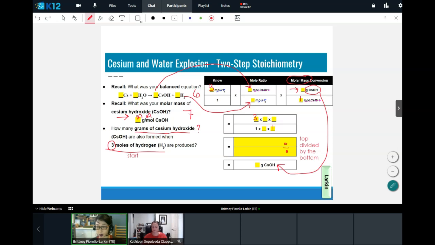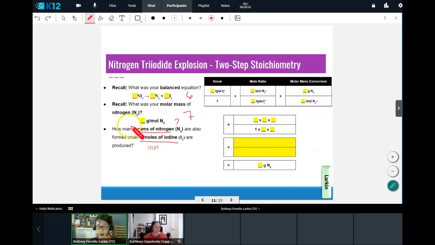All right, I'm going to move on to the purple version. Okay, so again, same thing here. What we're starting with is 6 moles of iodine. So 6 goes here. It's placed over 1 because anything over 1 turns it into a fraction. Then the mole ratio, I'm getting rid of moles of iodine on the bottom, solving for moles of nitrogen on the top. That always comes from the balanced equation.